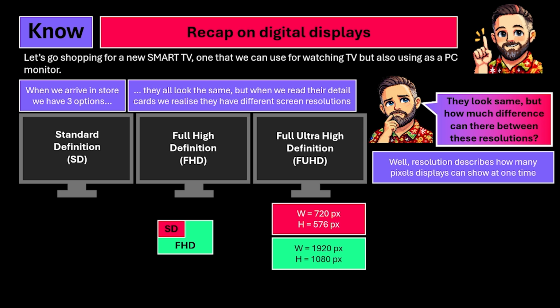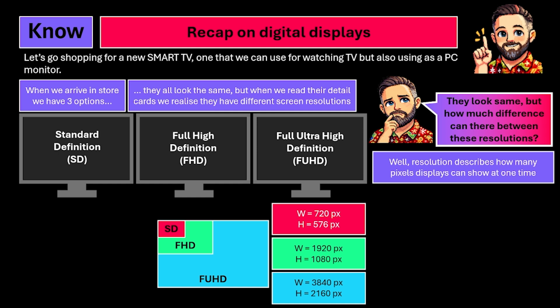If we take the full ultra high definition, also known as 4K, we end up with 4 times the amount of full high definition pixels, but almost 16 times the amount of standard definition. We end up with 3,840 pixels in width and 2,160 pixels in height. So you can see there's a massive difference. These screens may physically be the same size, but the amount of detail on the screen could be significantly different.